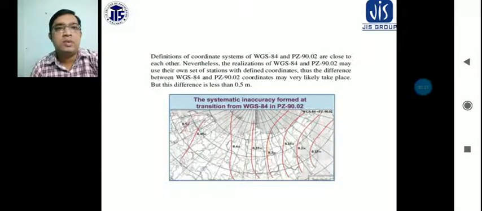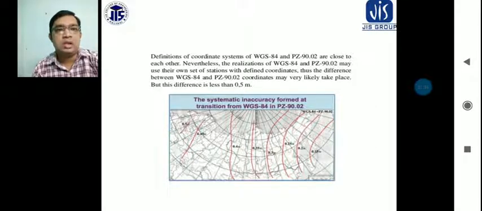And another thing, the definitions of the coordinate systems WGS 84 and PZ 90.02 are close to each other. Nevertheless, the realizations of WGS 84 and PZ 90.02 may use their own sets of stations with definite coordinates. Thus, a difference between the WGS 84 and PZ 90.02 coordinate systems may very likely take place, but this difference is less than 0.5 microns. This will be given in the figure.